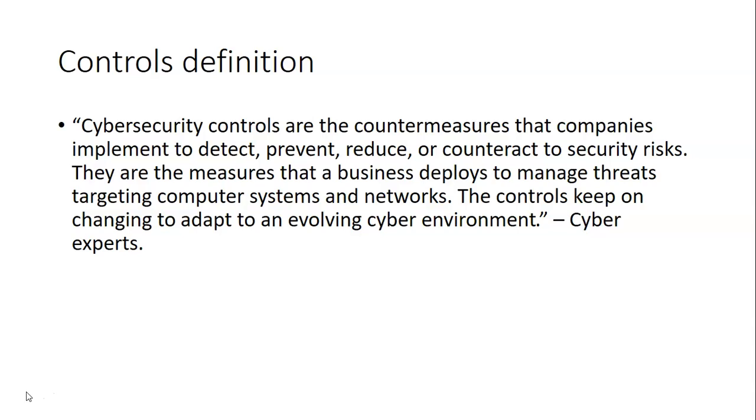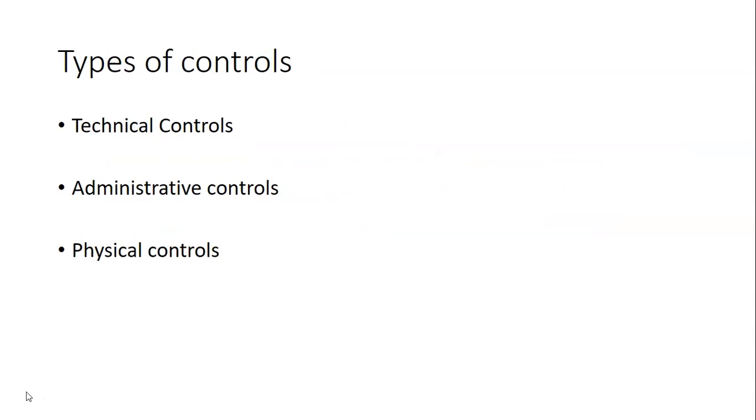So let's see types of controls. First up, we have what we call technical controls. Technical controls are computer-based controls. They are created by computer, controlled by computer, and managed by a computer. They can be executed also by a computer. They are mostly software based, 90% software based.